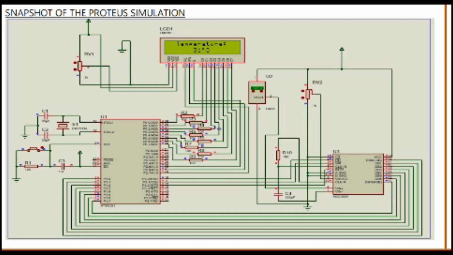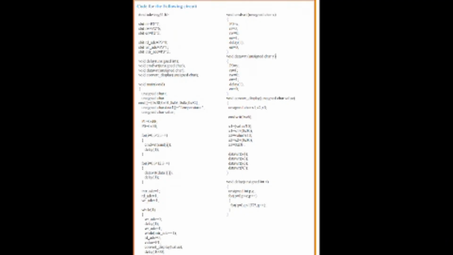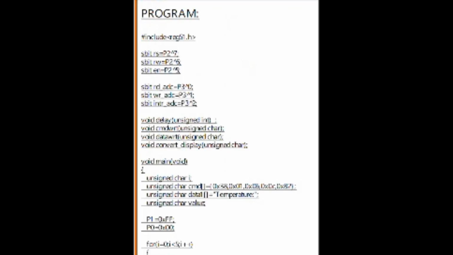Potentiometers RV1 and RV2. The RV1 controls the contrast of the LCD. The RV2 might be used as a variable reference or for simulation adjustment of sensor voltage. When the voltage is varied, the temperature is increased or decreased. Here is the program of our circuit.